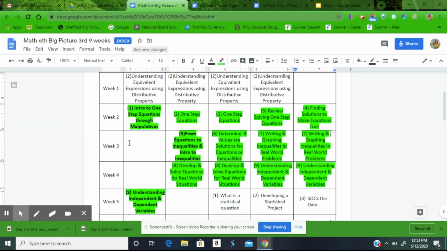And then we have a place here with nothing. That indicates a good time for you to give a quiz or a test on the one-step equations before beginning Lesson 5, which is the Introduction to Inequalities, where students move from equations into inequalities.